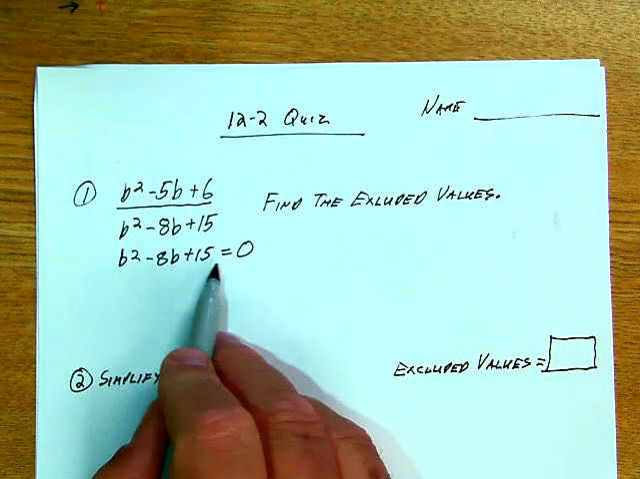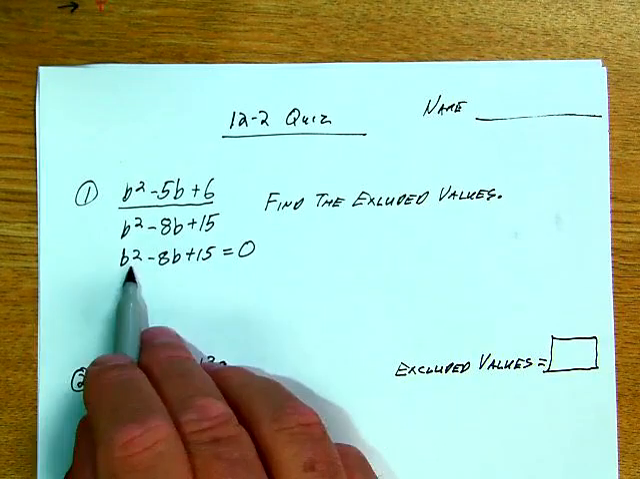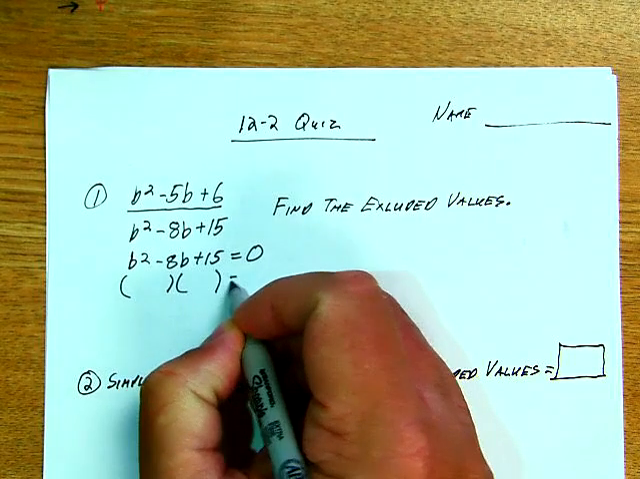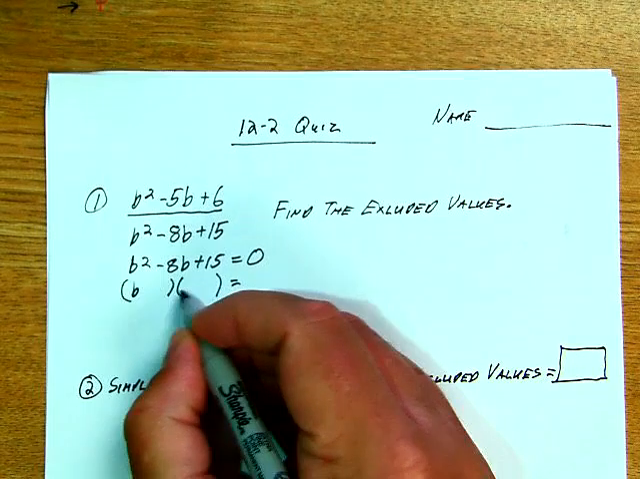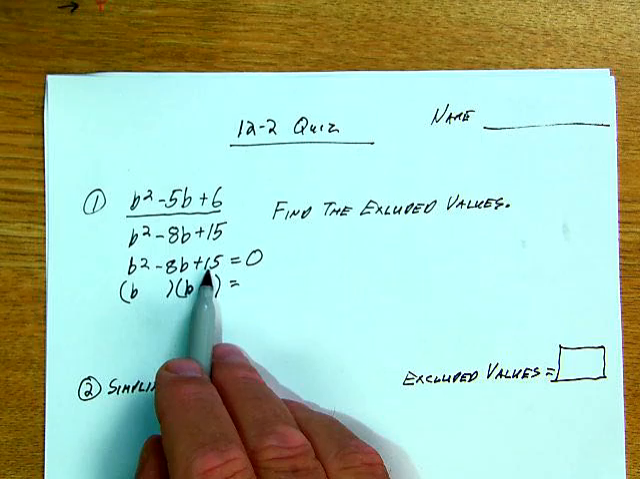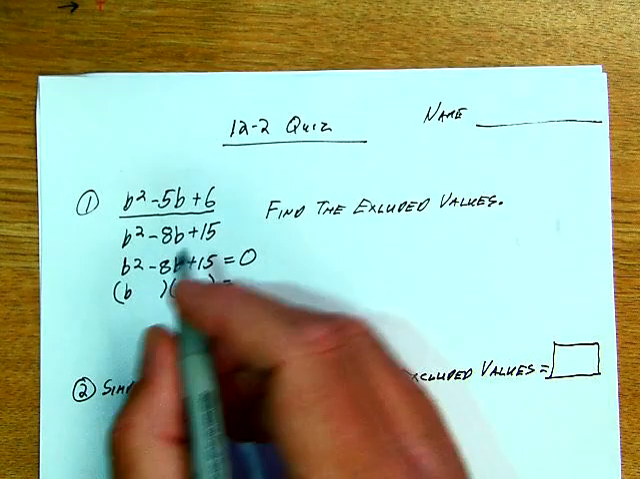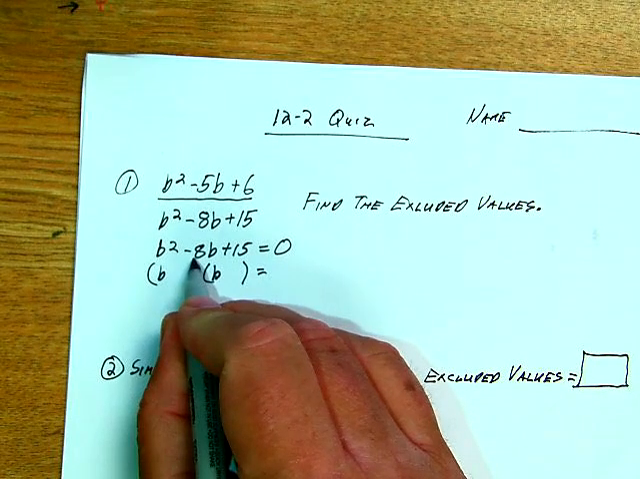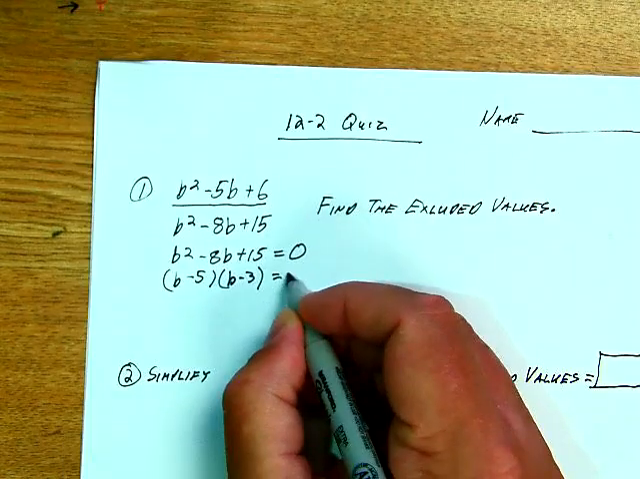Well, first of all, I see a quadratic equation. And remember, I can't factor anything individually out. I'm going to have to factor it into two binomials. All right, I know that I'm going to have a b and a b. What numbers, when multiplied together, give me positive 15 and added together, give me a negative 8? Well, I see that 5 times 3 is 15, and if they were both negative, they would add up to negative 8. So minus 5 and minus 3.